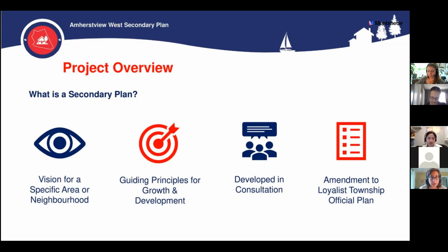As part of our project, the secondary plan will be implemented through an official plan amendment and a zoning bylaw amendment. The zoning bylaw amendment will establish zones as well as specific standards for development, such as minimum lot area, required setbacks, maximum building heights, among other requirements. The secondary plan will be developed in consultation with landowners and the community, and will be adopted as an amendment to the Loyalist Township official plan. I'm going to turn it over to Megan.